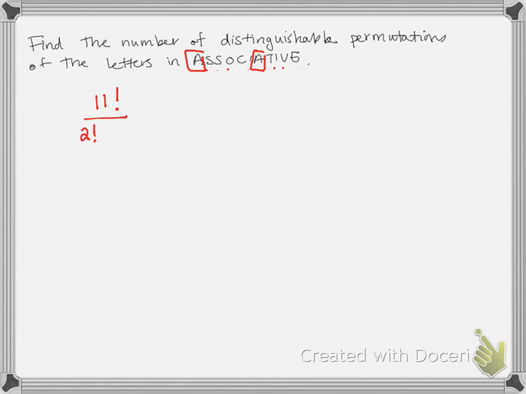And then the S, we have 2 here, and that's it. So I have another 2 factorial. And then there's only one O, only one C. There's an I here and an I here, so that's another 2 factorial. There's only one C, only one T, one V, one E. So this is 11 factorial divided by 2 factorial times 2 factorial times 2 factorial.